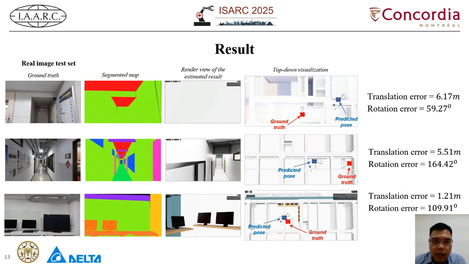More results of the estimation using real image datasets are shown here. We present both the rendered view of the estimated pose and the top-down visualization to help illustrate the translation and orientation errors more intuitively.